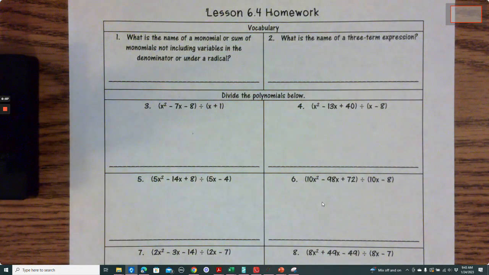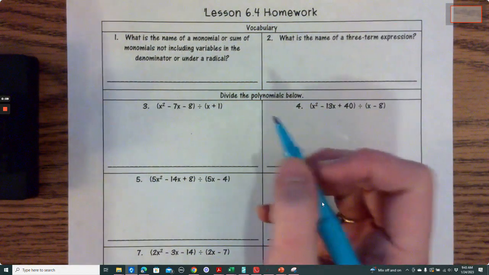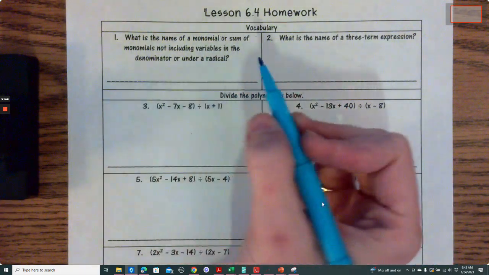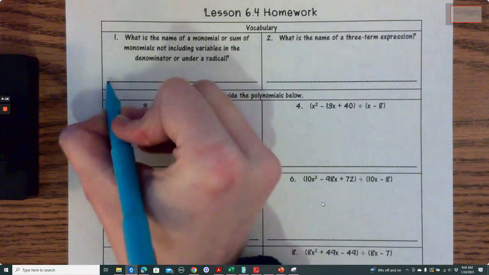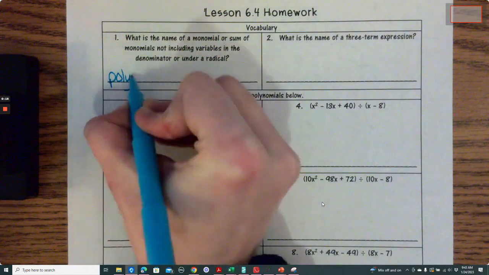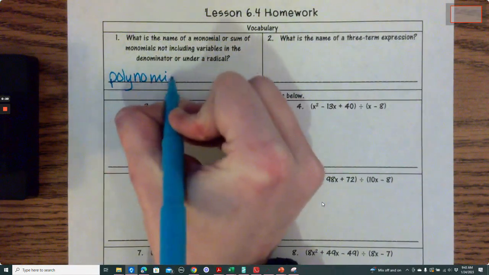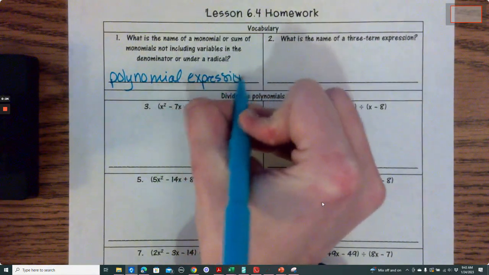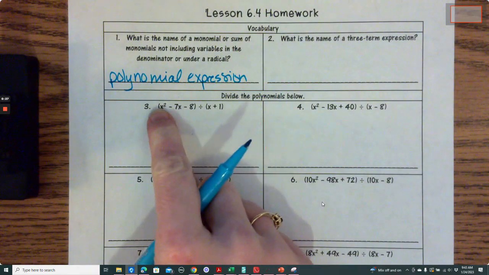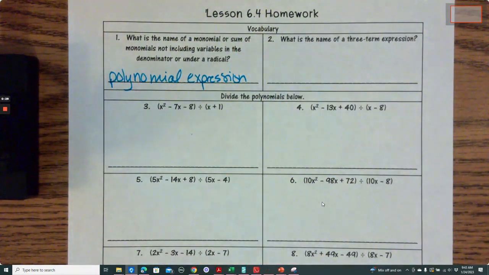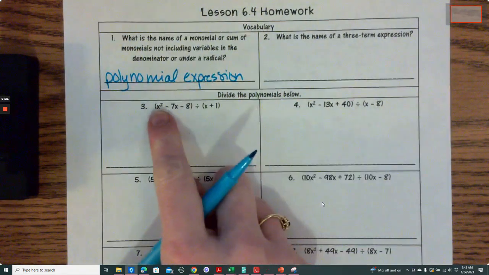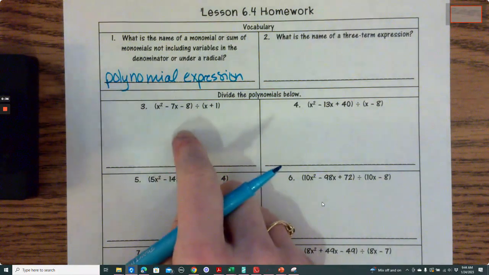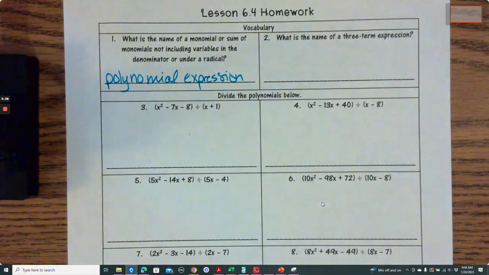So number one, what is the name of a monomial or sum of monomials not including variables in the denominator or under a radical? So this is a polynomial expression, and that's what we've been working with. A monomial is just one term. X squared is a monomial. As soon as we start putting a lot of those together, like here, x squared minus 7x minus 8, now we've created a polynomial. And then the polynomials even have names.